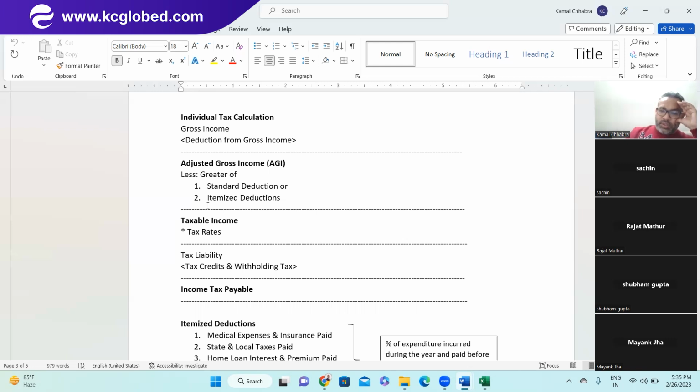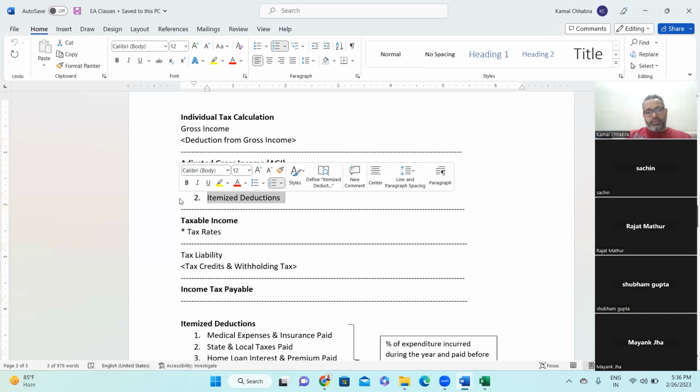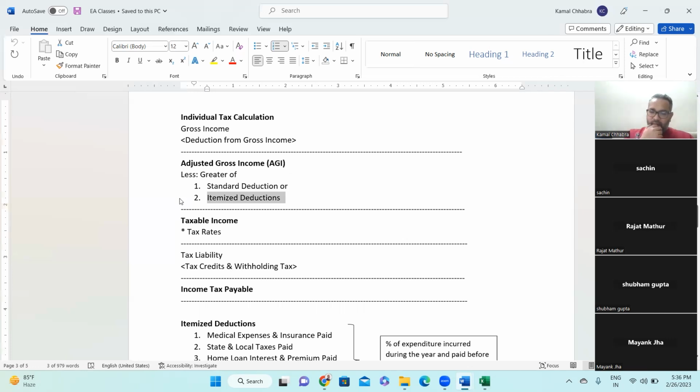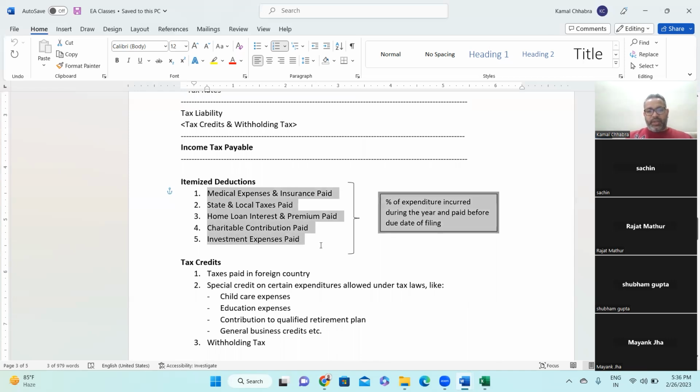Yes. So gross income we discussed in chapter 1, deduction from gross income also we discussed in chapter 1. Then this is adjustment from gross income, which is standard deduction or itemized deduction, whichever is higher. Right? So we are studying this part, itemized deduction. In the itemized deduction there were contributions to IRAs, health savings account. These 6 items: medical expenses and insurance paid, state and local taxes paid, home loan interest and premium, charitable contribution, investment expenses.